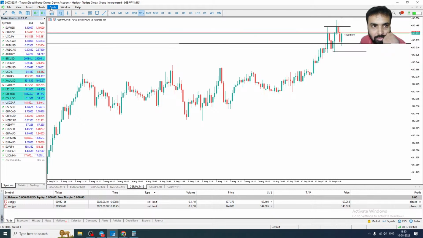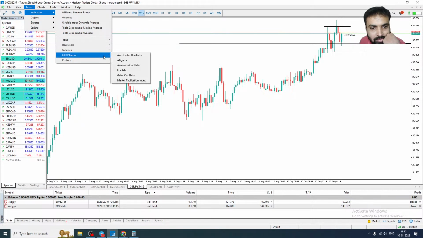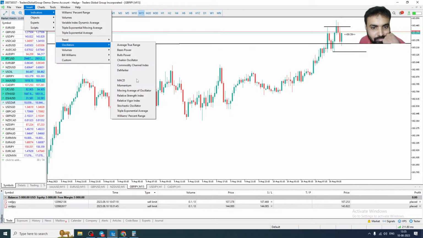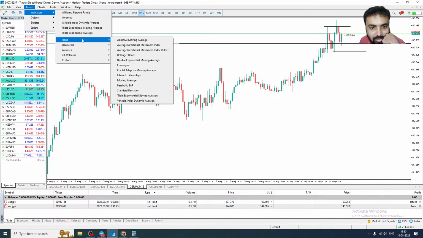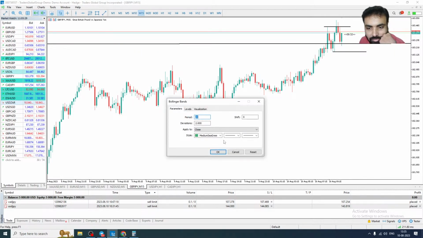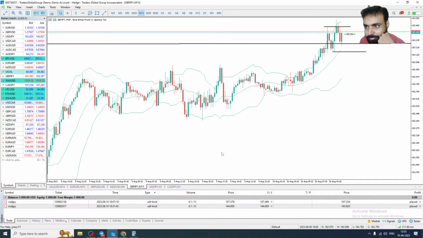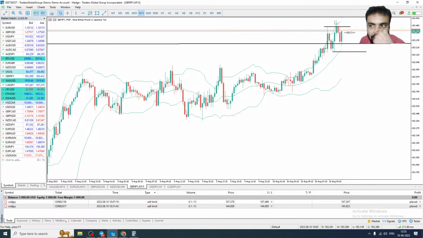Let's put some indicators if you want. What indicator can we put? Bollinger Band. We don't want indicators, but a 20 period Bollinger Band. Alright, the upper band is broken. Bollinger Band upper band is broken. Now price is reaching that level. From that we can look for a sell, I think, because of the Bollinger Band.